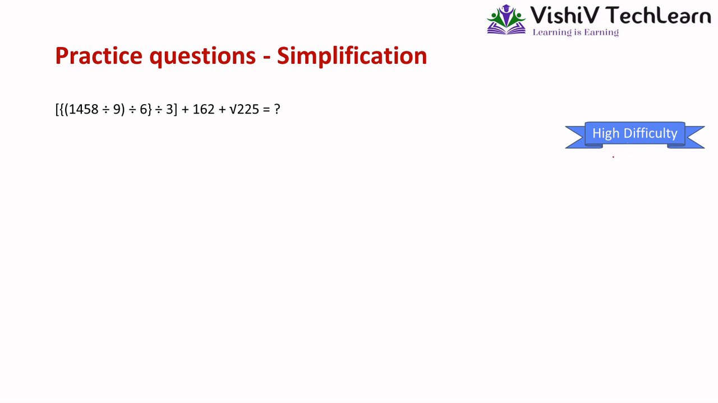Now let's go to the next question, a high difficulty level question. Now in this question, what is given? 1458 divided by 9, the bracket is divided by 6, again the bracket is divided by 3. Then plus 162, plus square root of 225. Let's write it down over here.